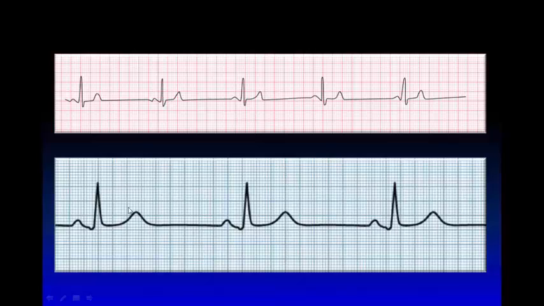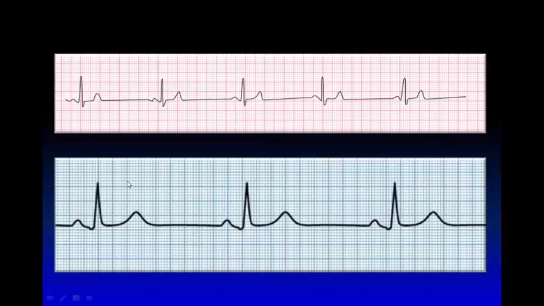In this ECG, the number of large squares between 2 successive R waves is approximately 10 large squares: 1, 2, 3, 4, 5, 6, 7, 8, 9, 10. So 300 divided by 10, the heart rate is 30 beats per minute.